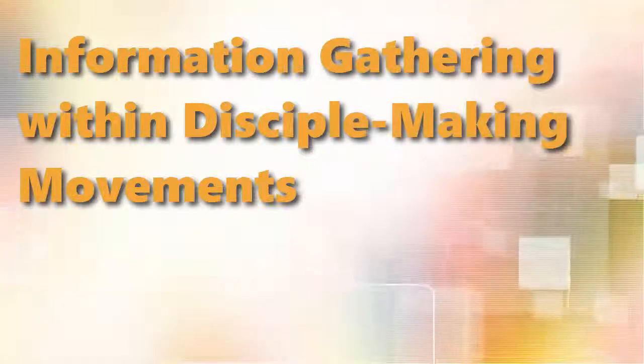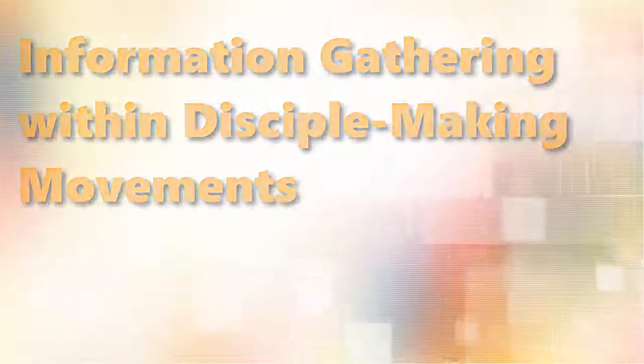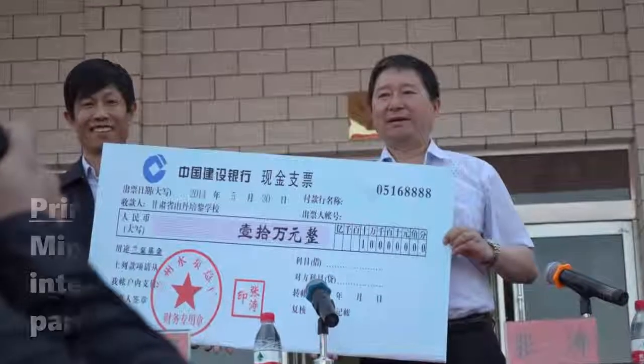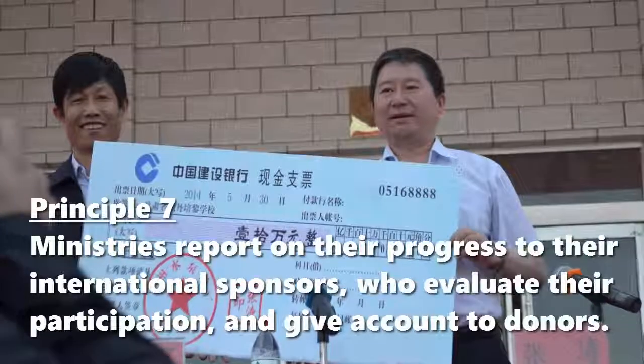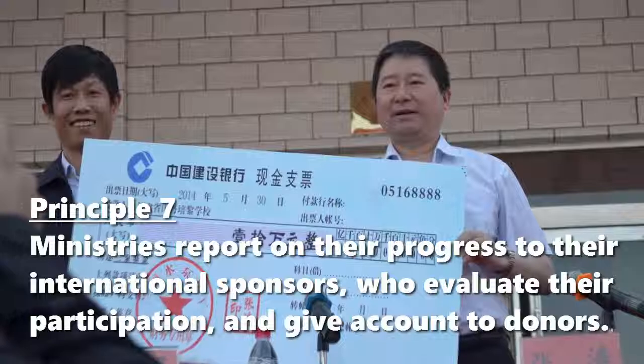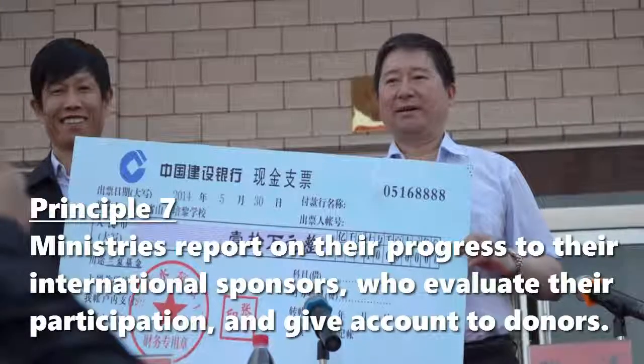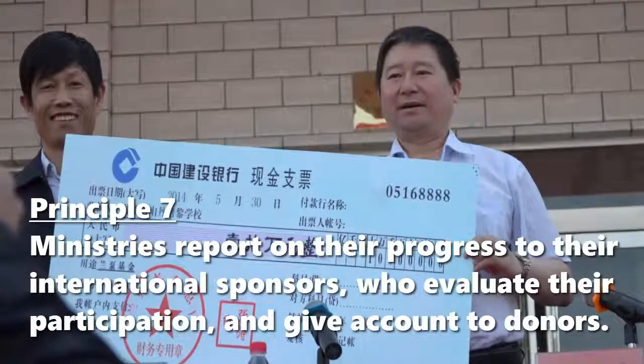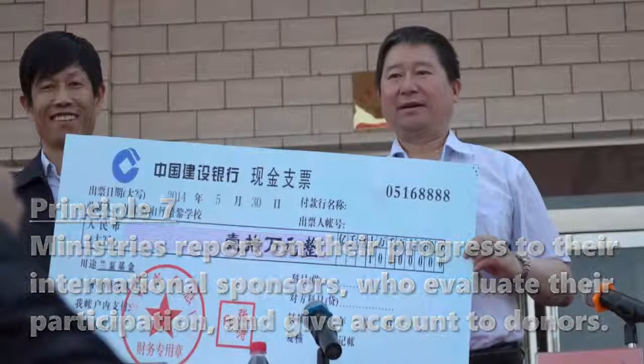Information gathering within disciple-making movements. Module 7. Reporting lines. Principle 7. Ministries report on their progress to their international sponsors, who evaluate their participation and give account to donors.